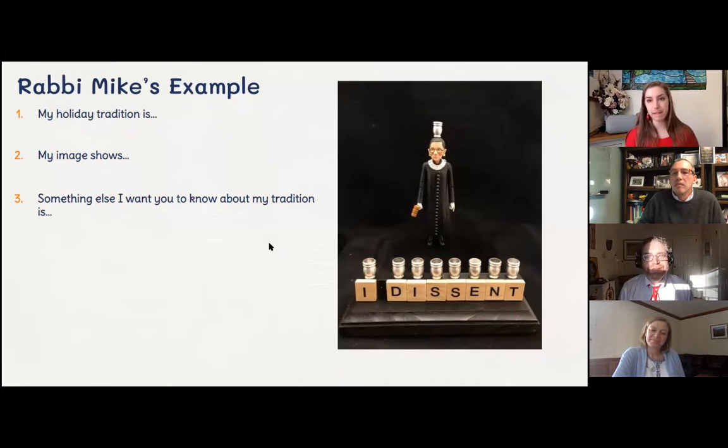And somebody made this artwork, where the 8 candles on the bottom spell out in letters, I dissent. Dissent is another big word, like dedication. Dissent means that I disagree. I have an opinion that's different, right? And just like there are 9 candles here, there are 9 justices on the Supreme Court. Sometimes you don't always win the argument, right? Sometimes you're in the minority, but the power of being able to say, I dissent, and to have your opinion included, even if it's not the majority opinion, is so important.